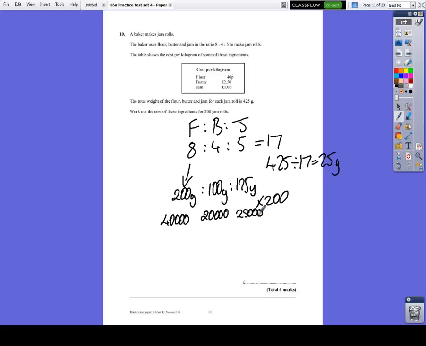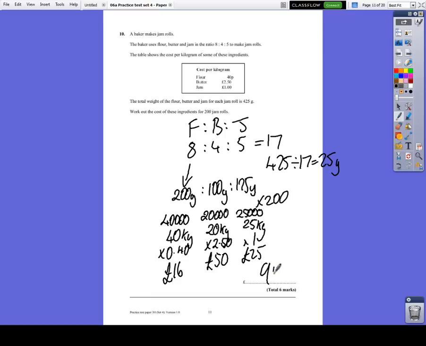Now, the prices are per kilo. There's 1,000 grams in a kilo. So if we divide each of those by 1,000, that's 40 kilograms of flour, 20 kilograms of butter, and 25 kilograms of jam. The price per kilo is 40 pence, so if we times that by 0.40, the price for the butter is £2.50. Times that by 2.50, and the price per jam is just £1. Multiply that by 1, and we get £16 for the flour. We get £50 for the butter and £25 for the jam. And if we add those up, we get £91.